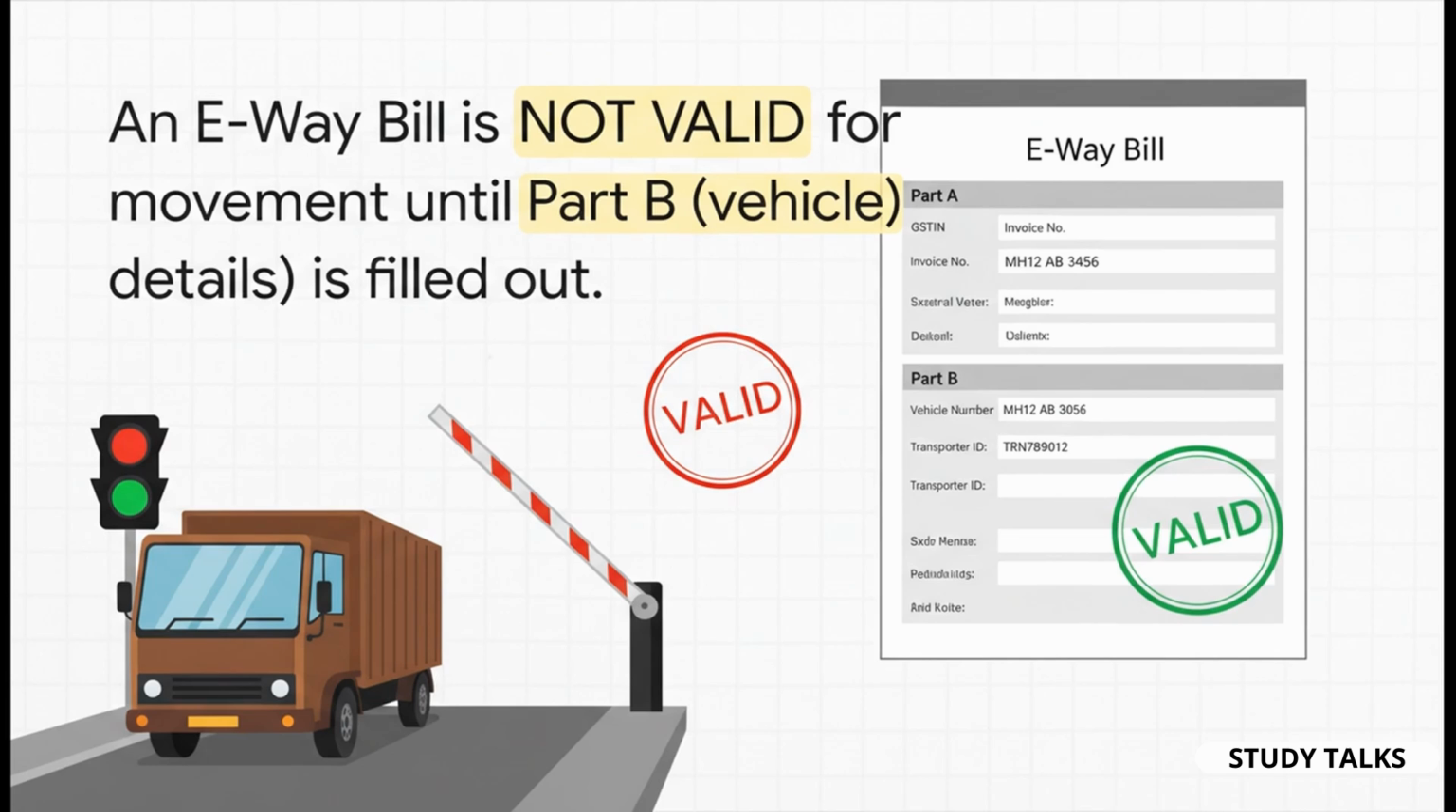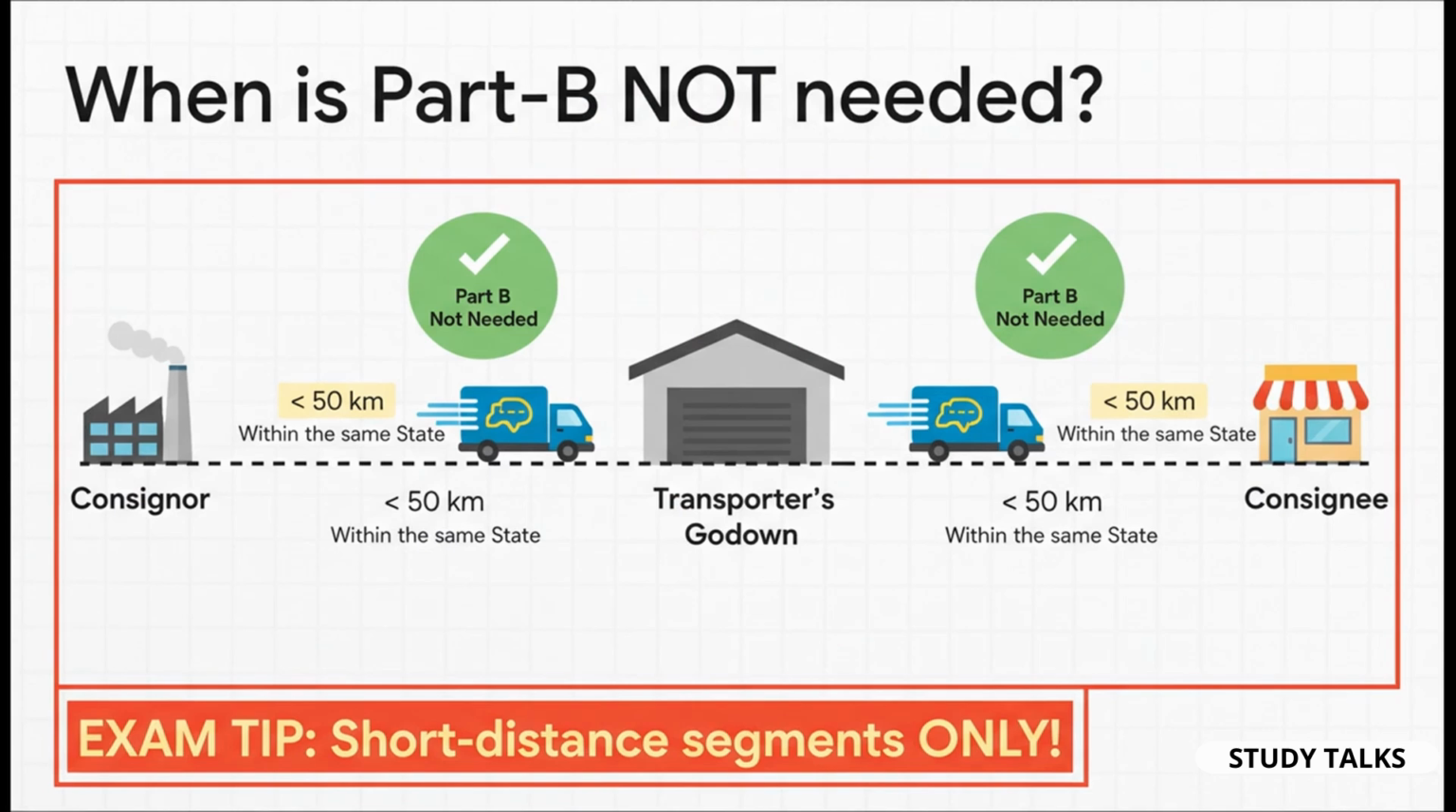You can fill out Part A and get a unique number, that's fine, but the clock on its validity doesn't start, and you can't legally start moving the truck until that vehicle number is punched into Part B. It's like having a plane ticket, but no plane. But, like always, there's a little exception.